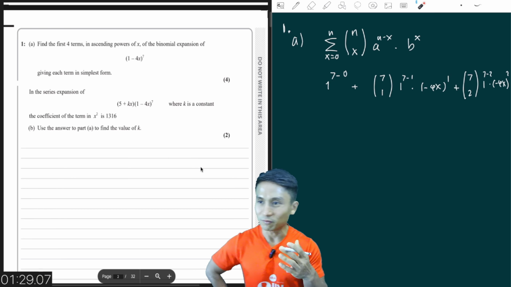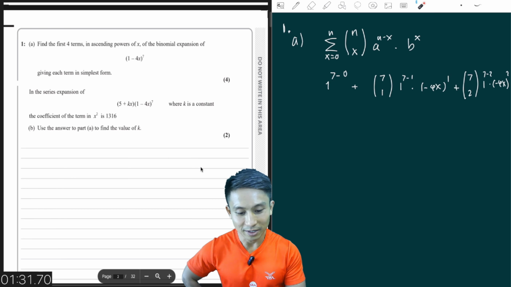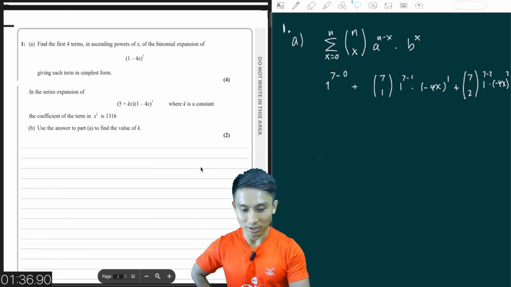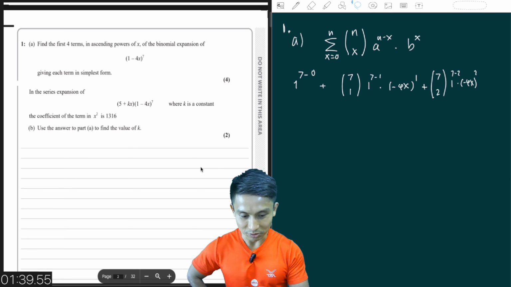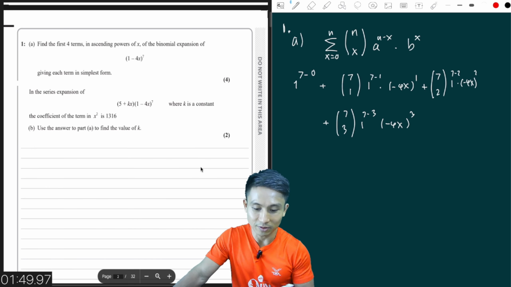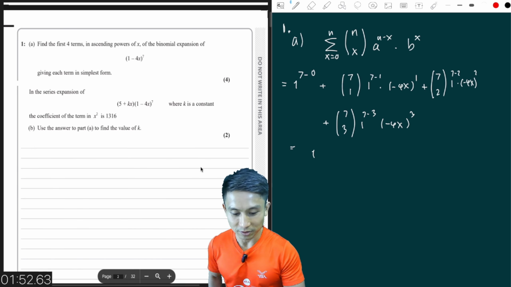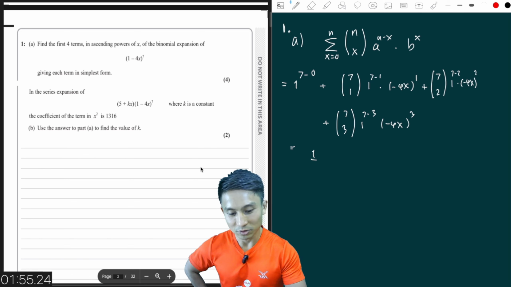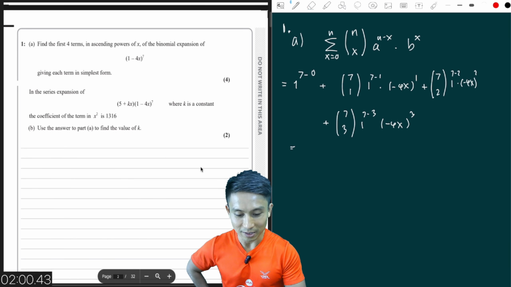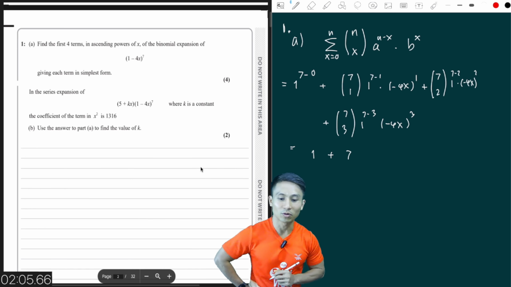Now, if you have done enough questions, you will see that the power of the first term will keep decreasing by 1, and the second term will keep increasing by 1, right? So I'm just writing for the method here, and then 1, 2, 3. Now the last term is just 7C3, 1 to the 7 minus 3, minus 4x to the power of 3. Just like that. So, of course, the first term is 1. Second term, well, 7C1 is just going to be 7, right? So nC1 is going to be n. So 7 times minus 4x to the power of 1.